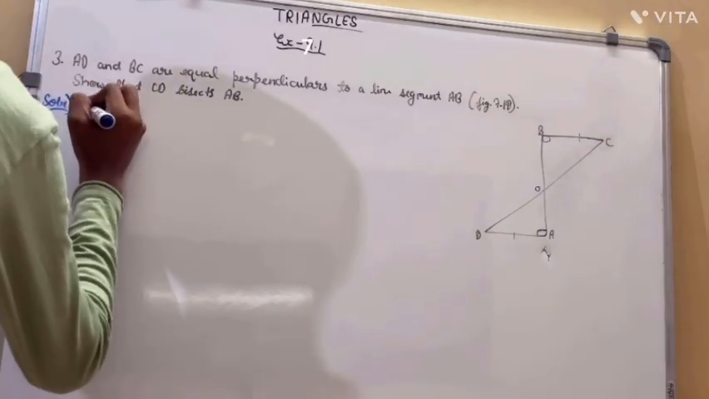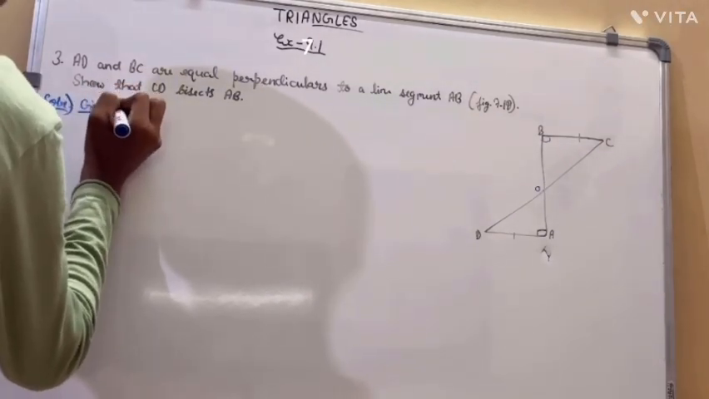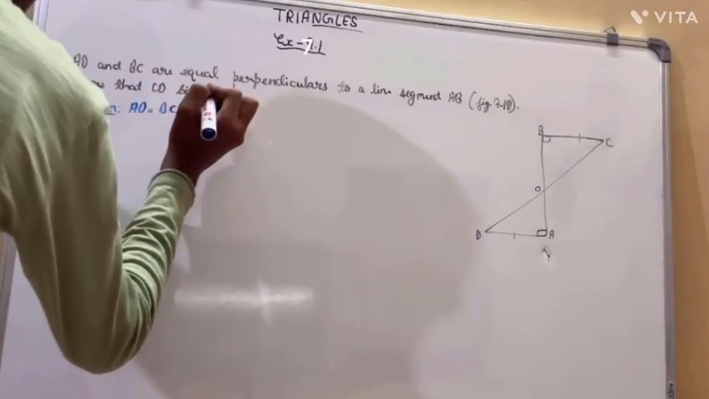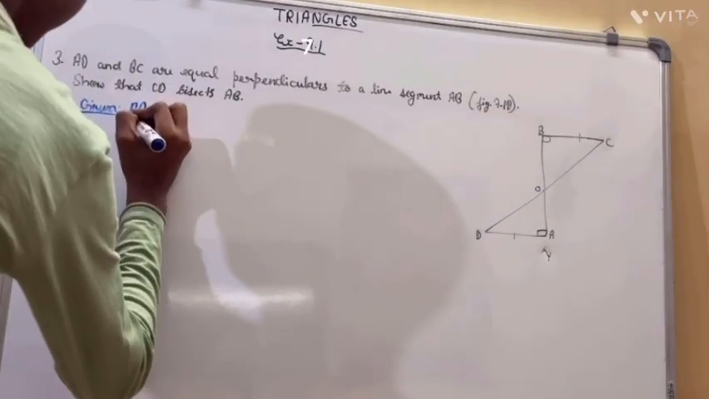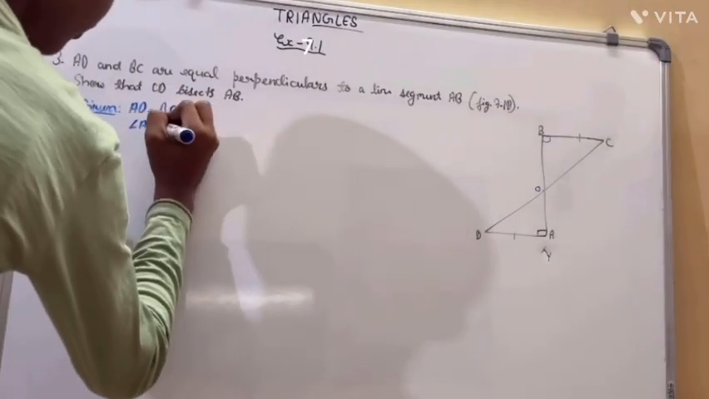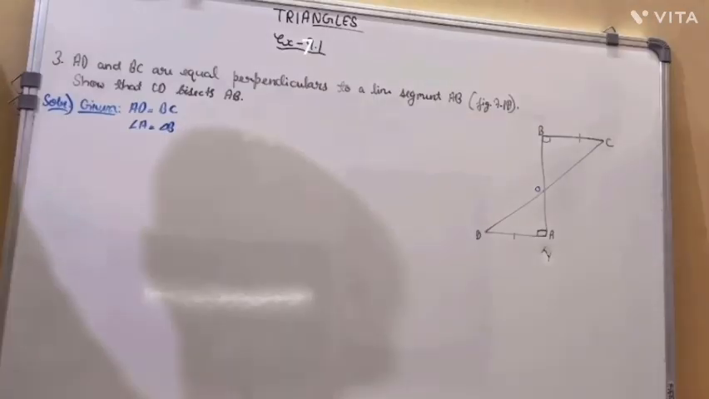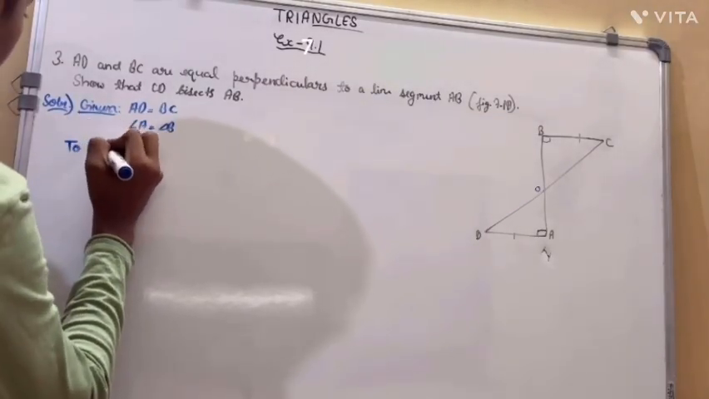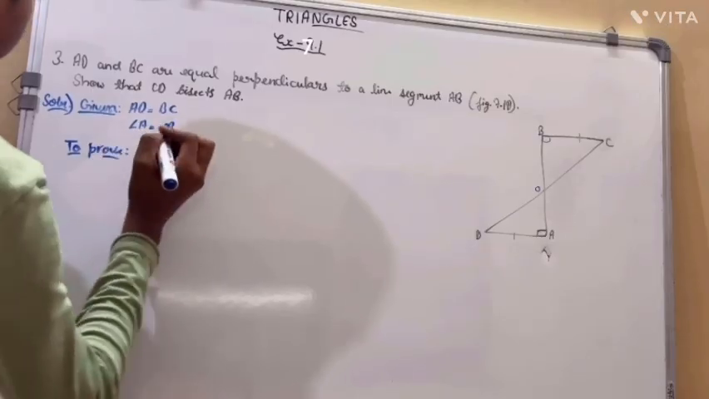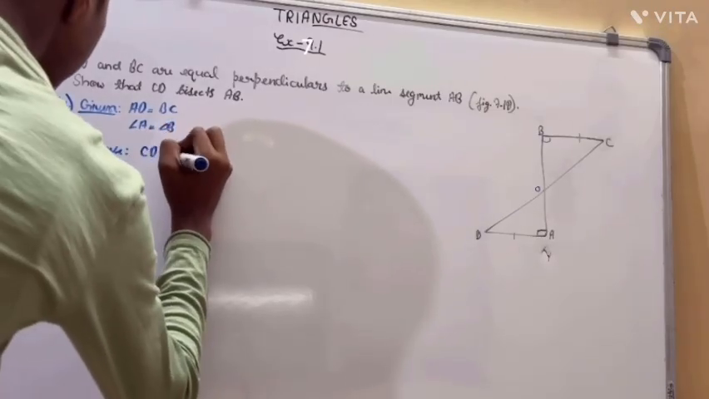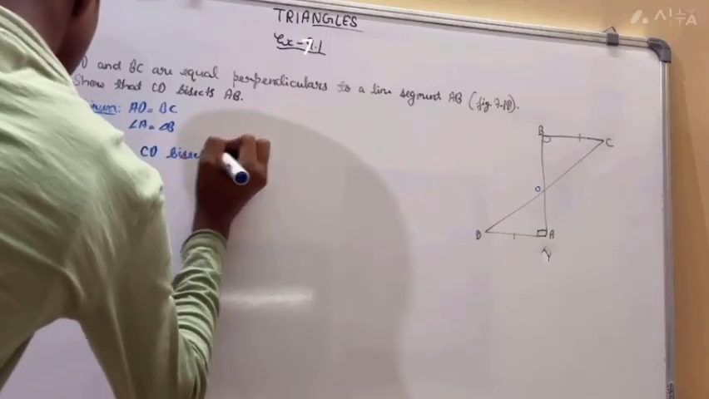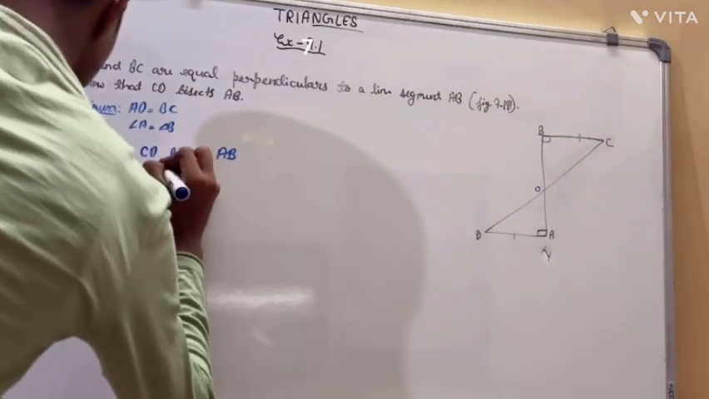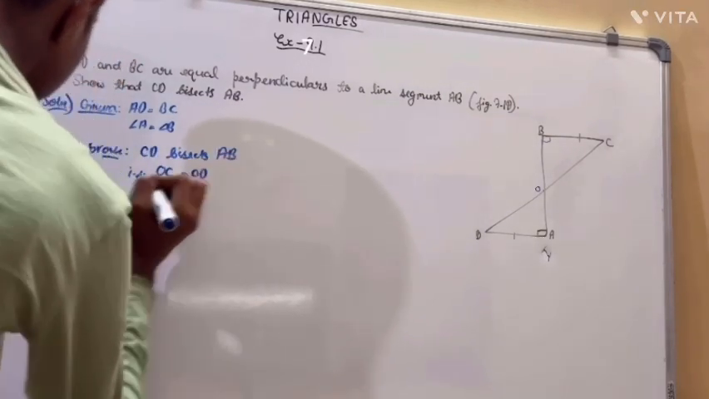First we will write what is given. Here what is given? AD is equal to BC. Perpendiculars means angle A is equal to angle B. Okay, this is given. What to find? To prove. What we have to prove? We have to prove that CD bisects AB, that is, OC is equal to OD. This we have to prove.